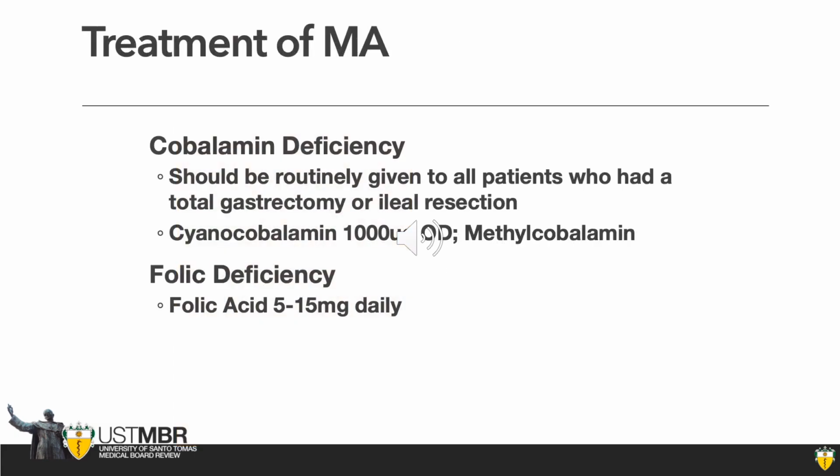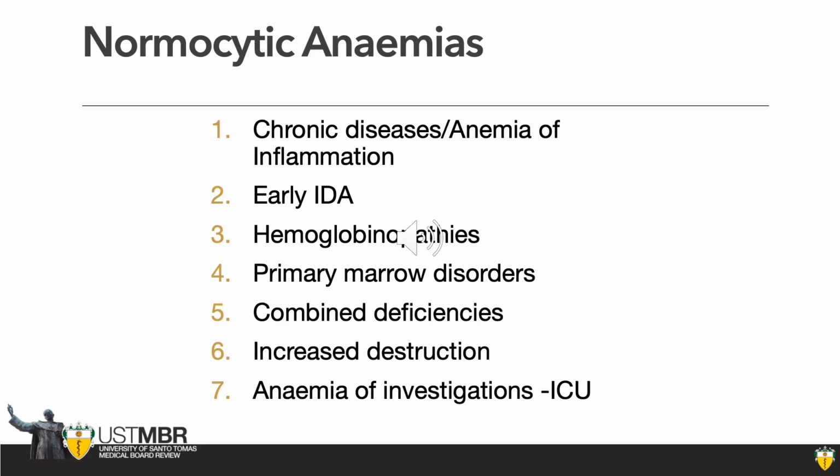So the treatment of megaloblastic anemia would be to supplement the deficient vitamins. So if it's a cobalamin or B12 deficiency, you can use cyanocobalamin 1000 micrograms once a day or methylcobalamin. And if it's folic acid deficiency, you can use folic acid 5 milligrams to 15 milligrams once daily.